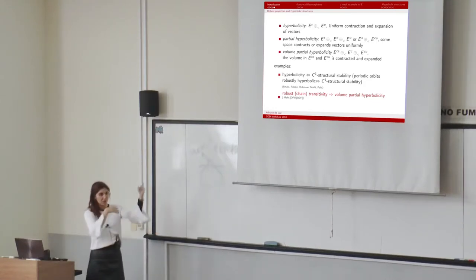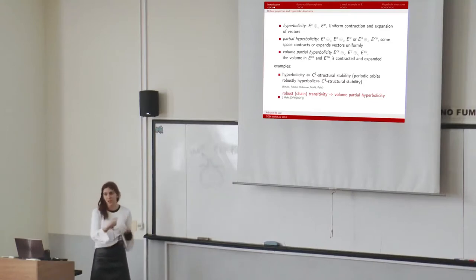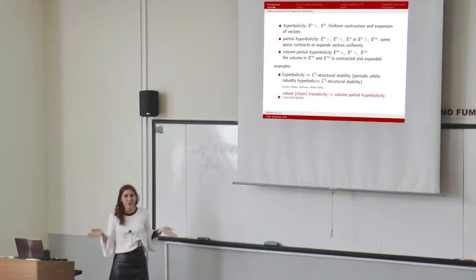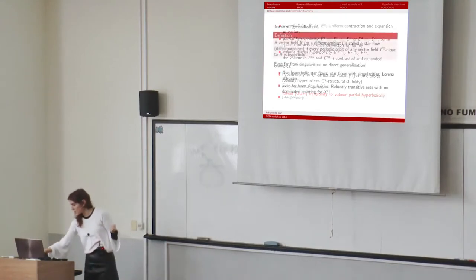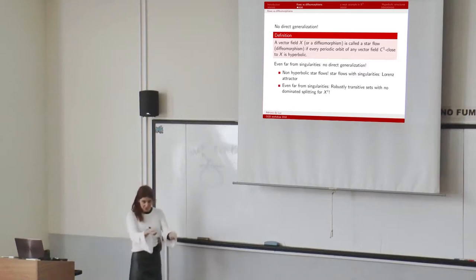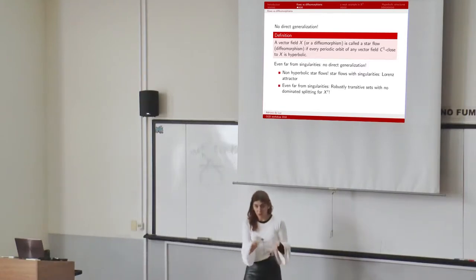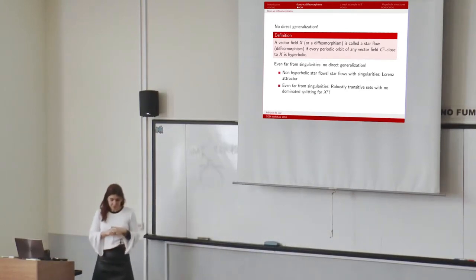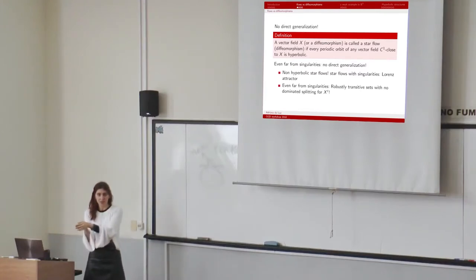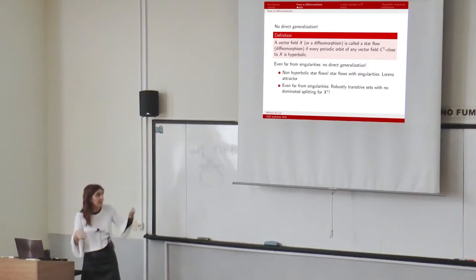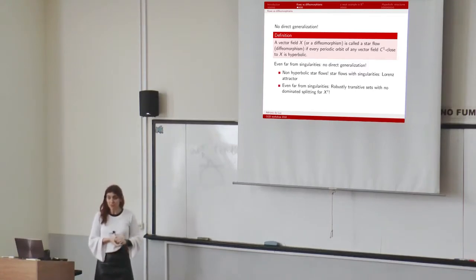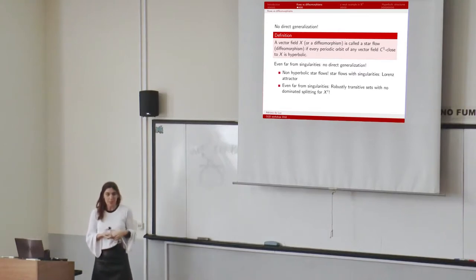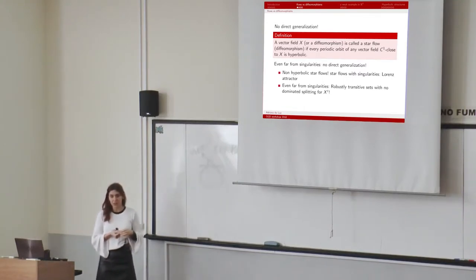And the development of these kinds of relationships between one thing and the other is at least developing slower than in the case of diffeomorphisms. So if you try to do a direct generalization of the results of diffeomorphisms for flows, you don't get what you want, essentially. As I said, for diffeomorphisms, we have this property that if you don't have dominated splitting, then you don't get robust properties of anything. But this is not true for flows. You can have a robustly transitive set and not have dominated splitting of the tangent space.